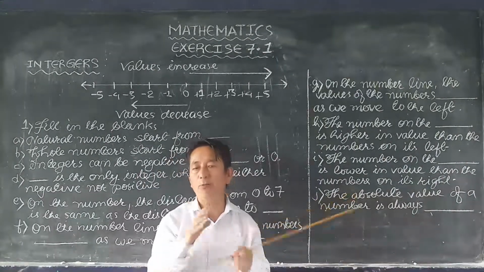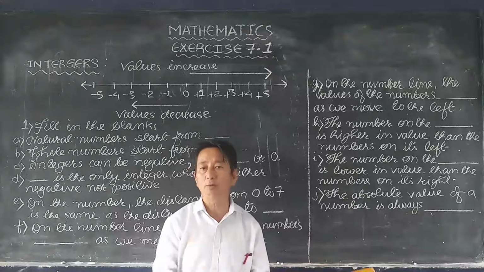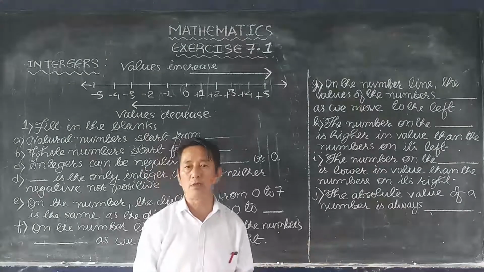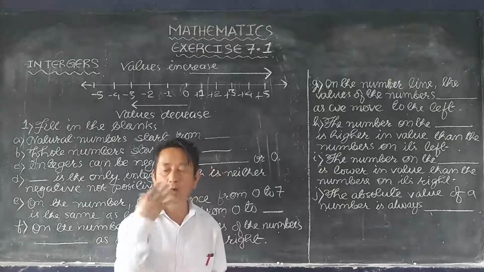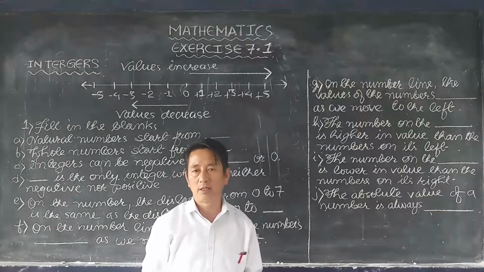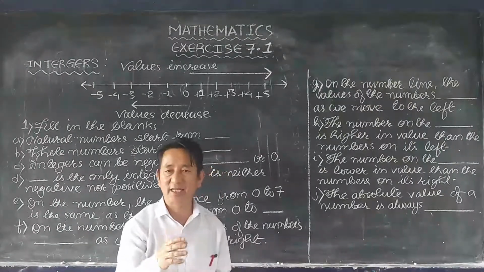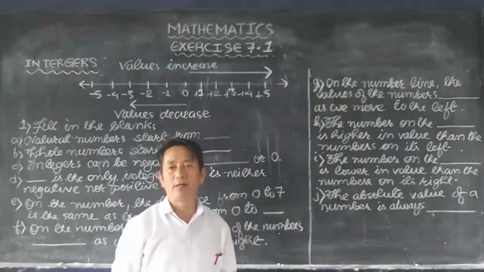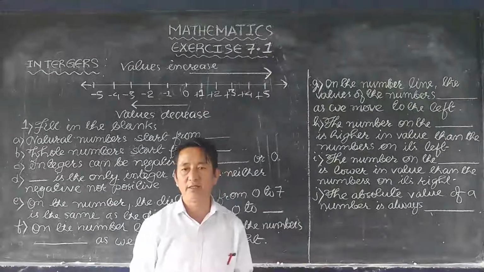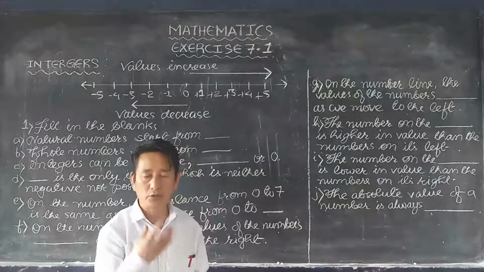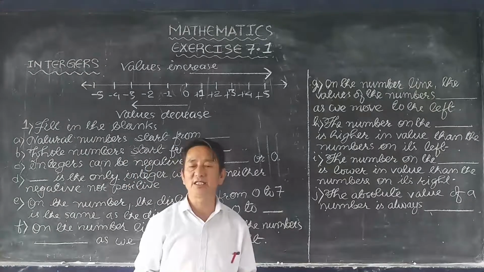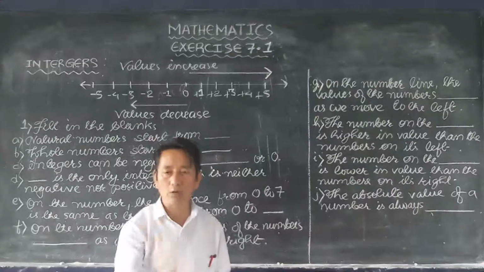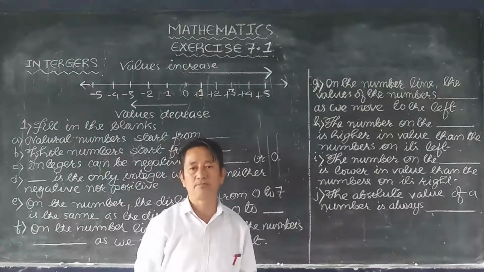Now next, composite numbers. Now what are composite numbers? Composite numbers are those numbers which have more than 2 factors, like 4, 6, 8, 10, 9, 12, 15, 20, 21, and so on. These are composite numbers because they have more than 2 factors.